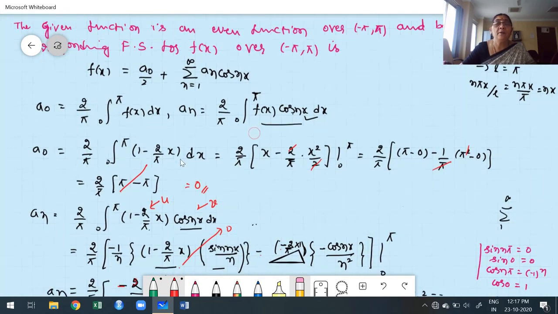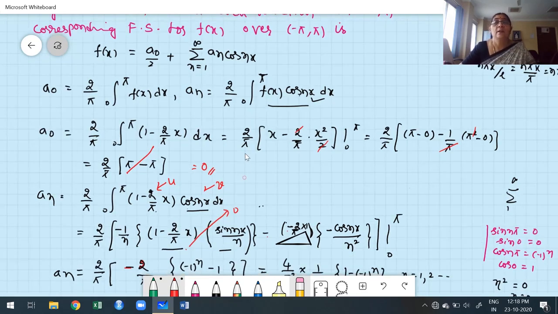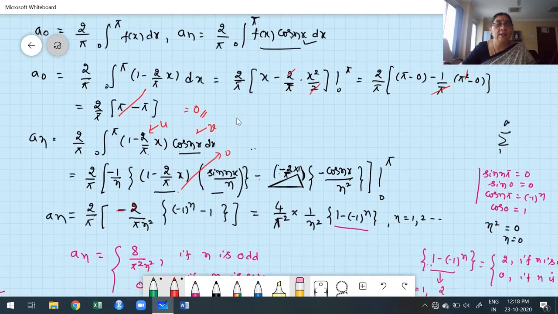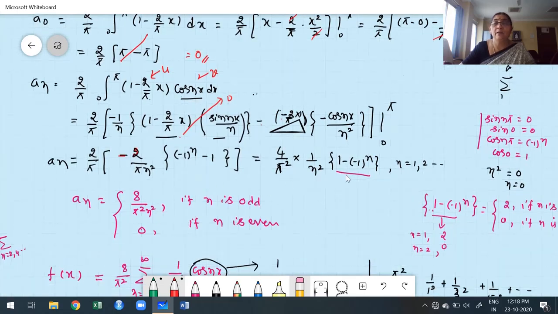While finding a0, first you find it carefully. It is not necessary to take the entire range minus pi to pi. You have to take only 0 to pi. What does the function have? 1 minus 2 by pi into x. Then based on that, we get a0 is 0. While finding an, at first I made a mistake. I took the sign wrongly for cos nx. That's why I explained once again. And then simplify that, we get this value.